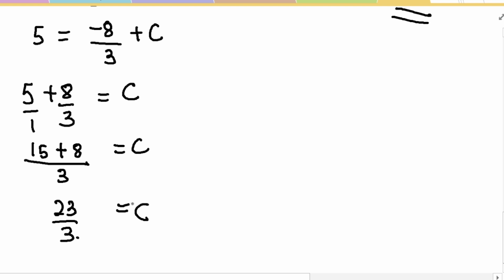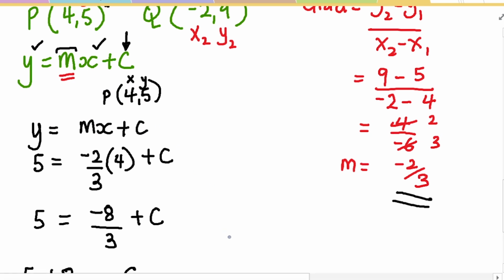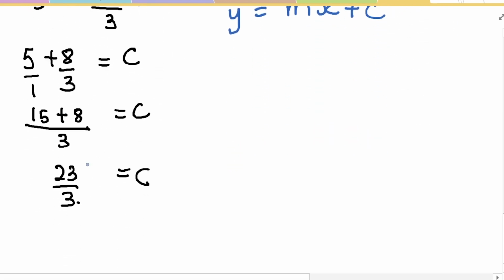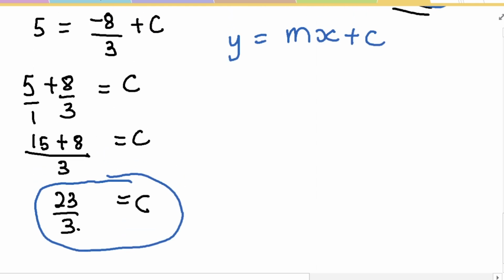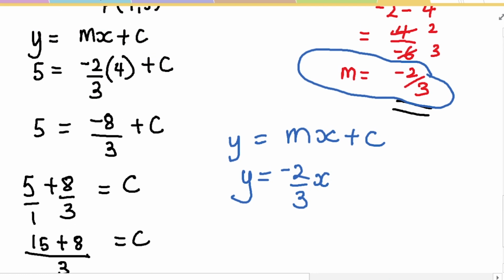So now that we know the value of c as 23 over 3, coming back up here, we know that our equation, remember, is y is equal to mx plus c. We got our value of m as negative 2 over 3, and we have our value of c, which we got down here as 23 over 3. So we substitute them up there and our equation becomes y is equal to negative 2 over 3x plus 23 over 3.